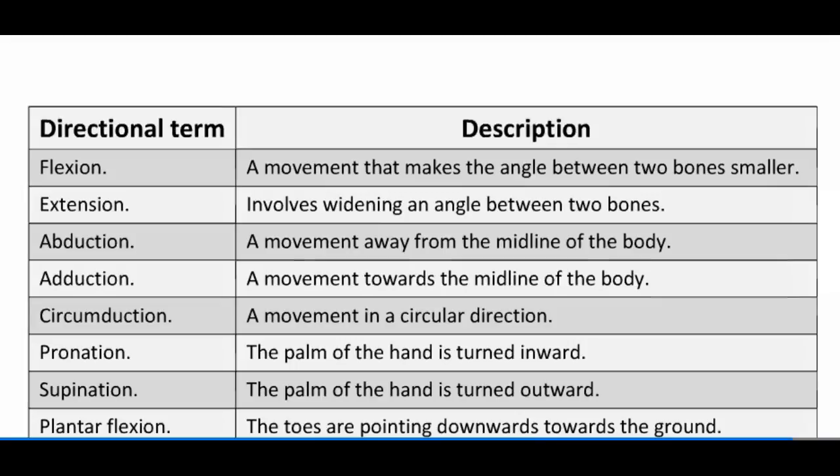Let's review the directional terms recently covered. Flexion, a movement that makes the angle between two bones smaller. Extension, involves widening an angle between two bones. Abduction, a movement away from the midline of the body. Adduction, a movement towards the midline of the body.